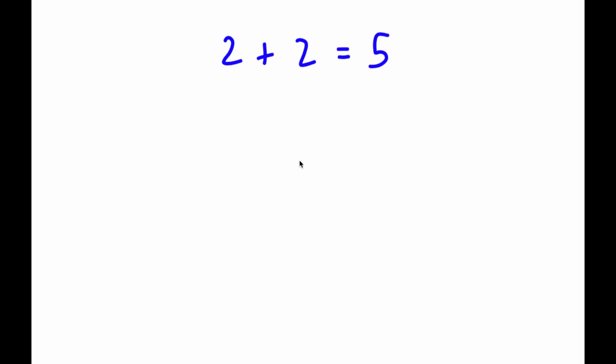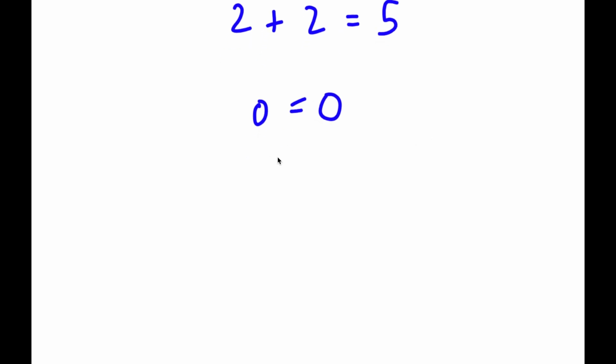Alright, so in this problem, I'm actually going to prove that 2 plus 2 is equal to 5. So, I'm going to first start with 0 is equal to 0. And this is obviously a true statement. Any number is equal to itself.